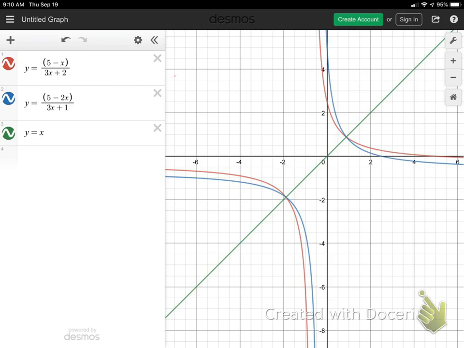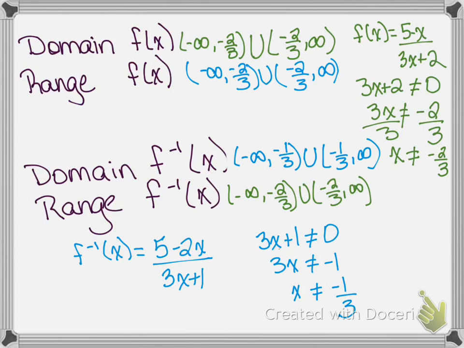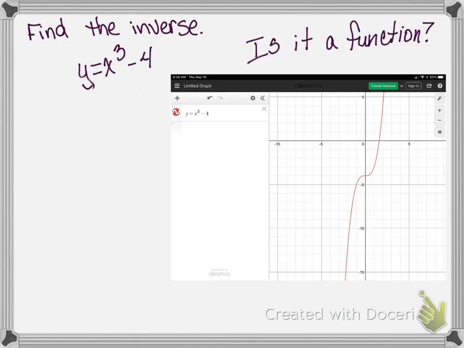So let's do another one. This one I like a little bit. I think you'll like it. We're going to find the inverse of this, but the first thing we've got to decide is, is this a function? We decide if this is a function with the vertical line test. Does it pass the vertical line test? Yes, it does. So yes, this is a function.